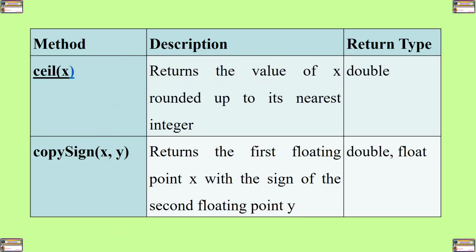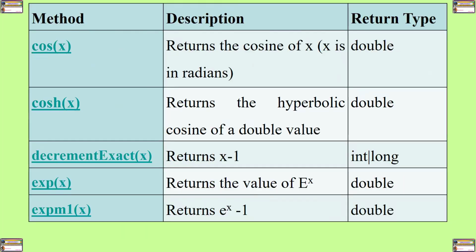We have ceil. We are going to talk about ceil. When you pass a value to the method called ceil, it returns the value of that variable but rounded up to its nearest integer. And the value which is returned is of type double. If you have a method called copySign and you pass to it two values, for example x and y, it is going to return the first floating point argument with the sign of the second floating point argument, y. And therefore, it can return data of type double or type float.